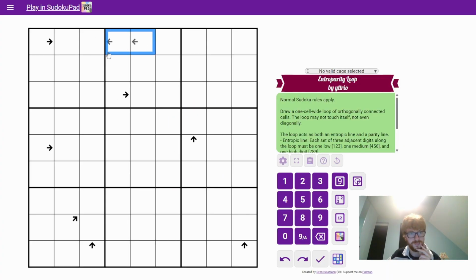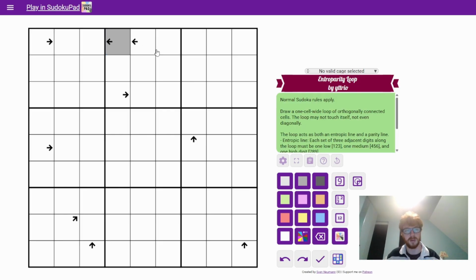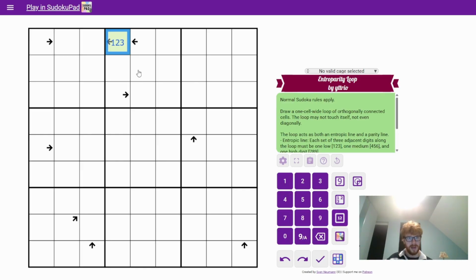Okay, so from that I do know that two cells, imagine if this isn't loop. Then these cells are looking at the same set of cells and they need at least one, so they would both be the same number. So that has to be a loop cell. Now, that is 1, 2, or 3, that is 1, 2, 3, or 4. Interesting.